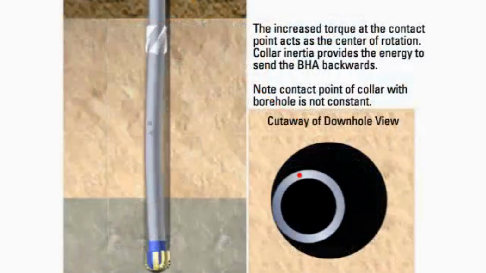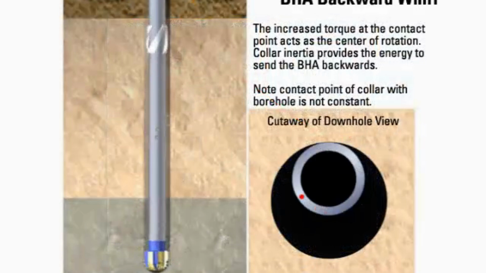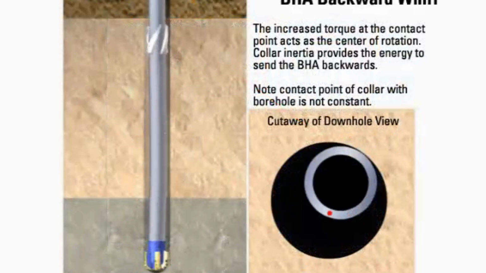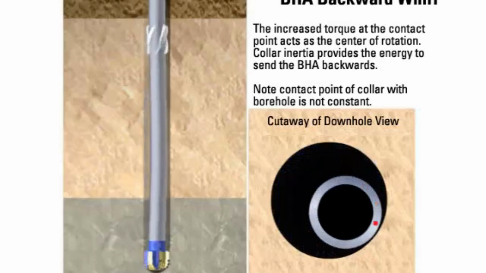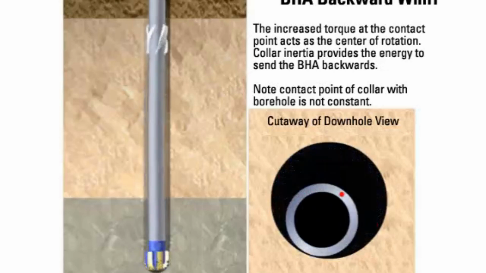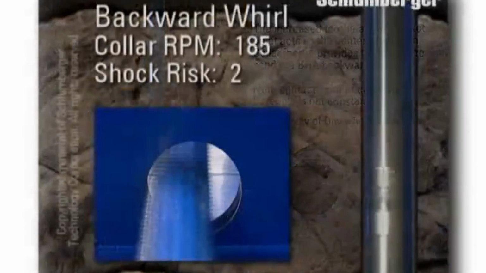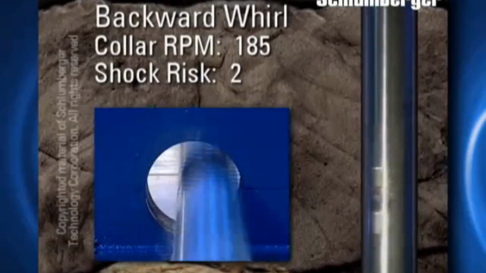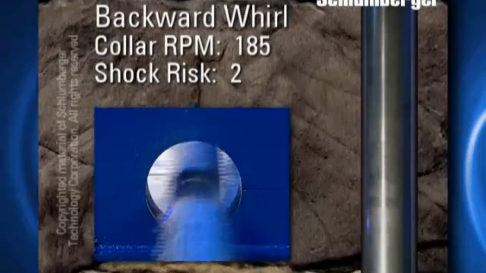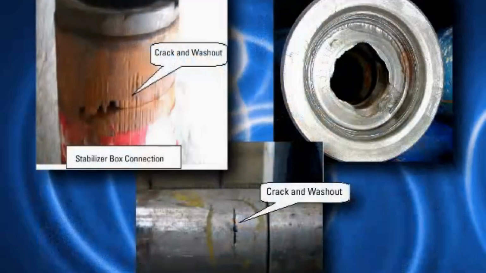Backward whirl is very similar to forward whirl, except friction between the formation and BHA is greater. This increased friction results in increased torque on the BHA, which causes the BHA to rotate in the opposite direction of the rotation of the drill string. If whirling is backwards, then the collar connections can flex and fatigue at a very fast rate, resulting in accelerated fatigue cracking, washouts, and possible twist-offs.